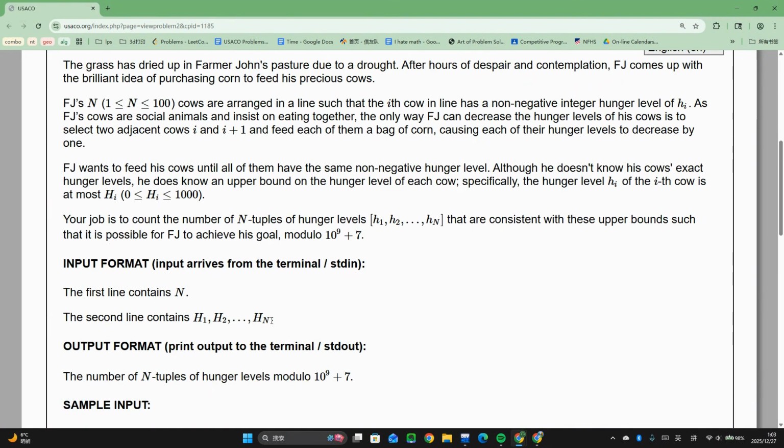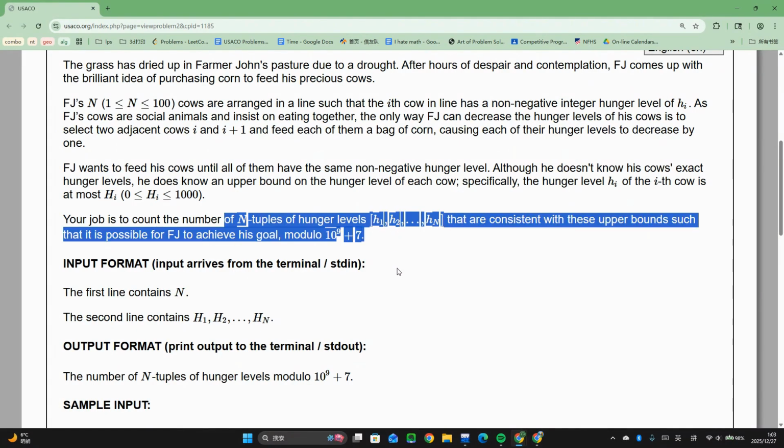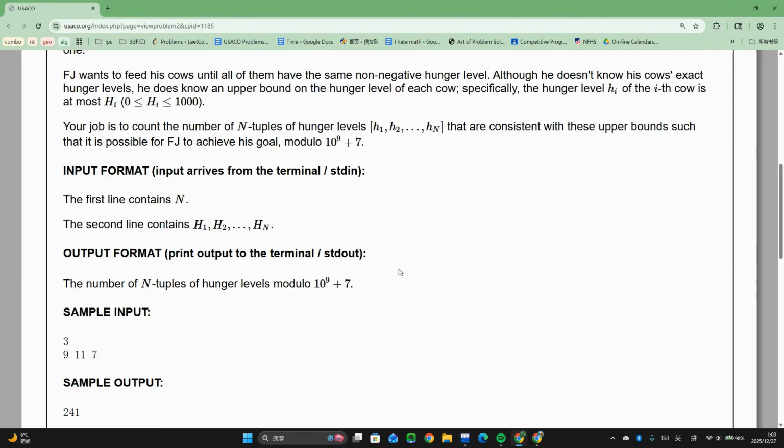Pretty straightforward. You have an array, and each time you can decrease any adjacent elements of this array by exactly one, and you try to make all of them the same value by doing a certain number of these operations. However, you don't actually know the array. You only know the upper bound of each element in this array. And now you're trying to find how many possible arrays are there for which it is possible to achieve the goal of making every element the same just by decreasing adjacent elements by one each move.